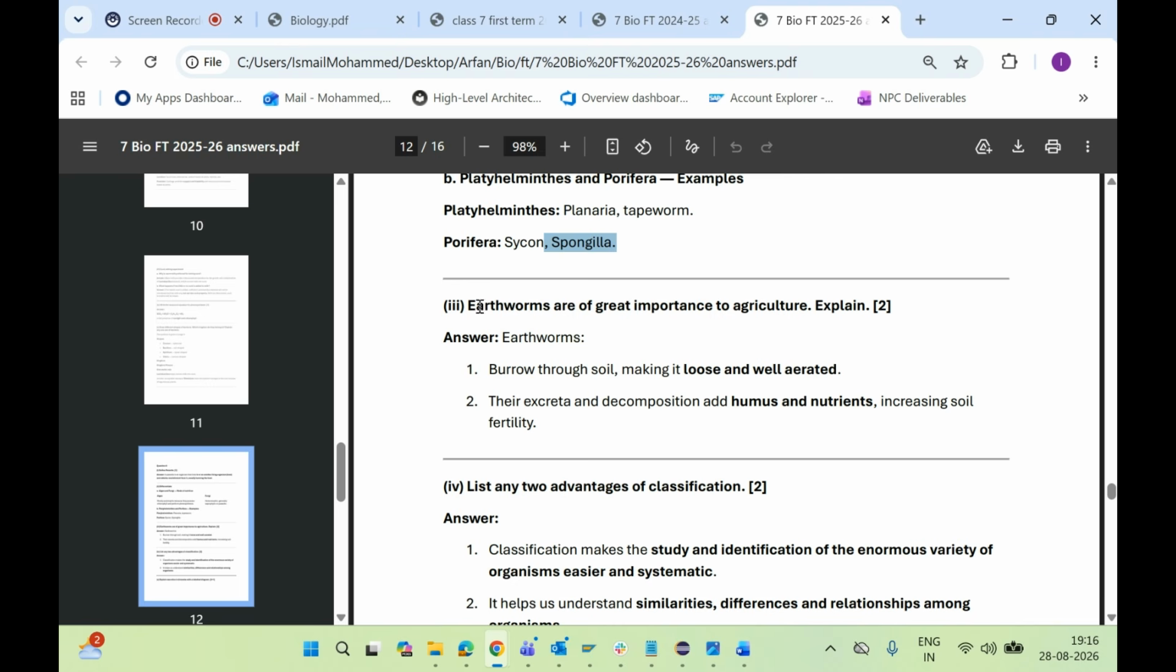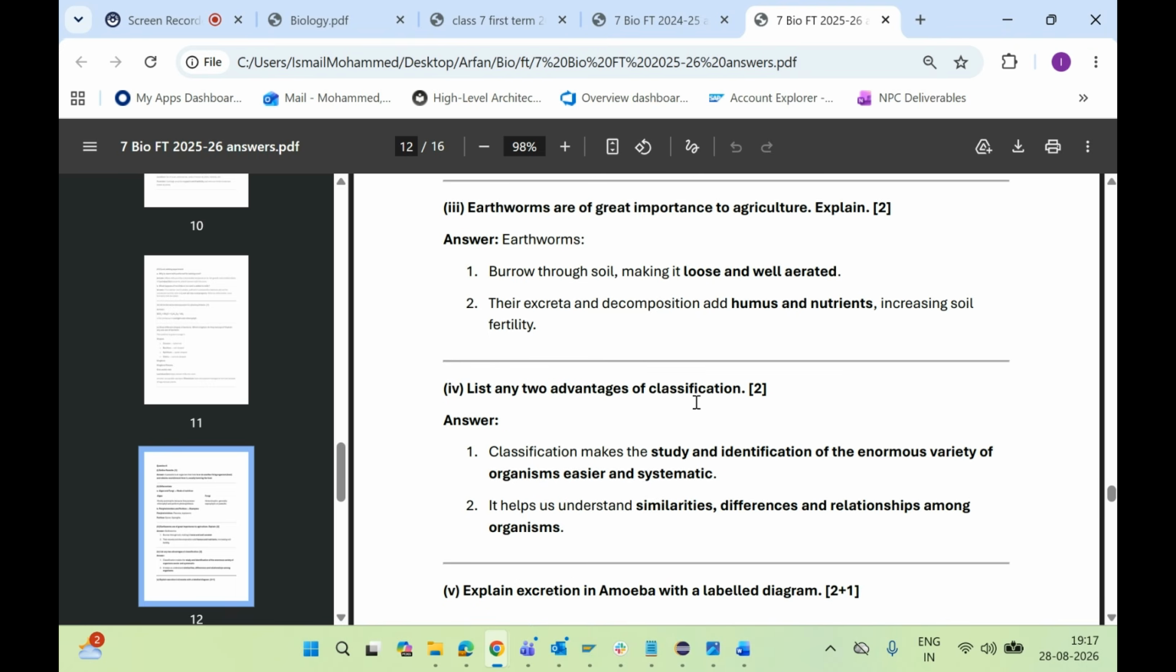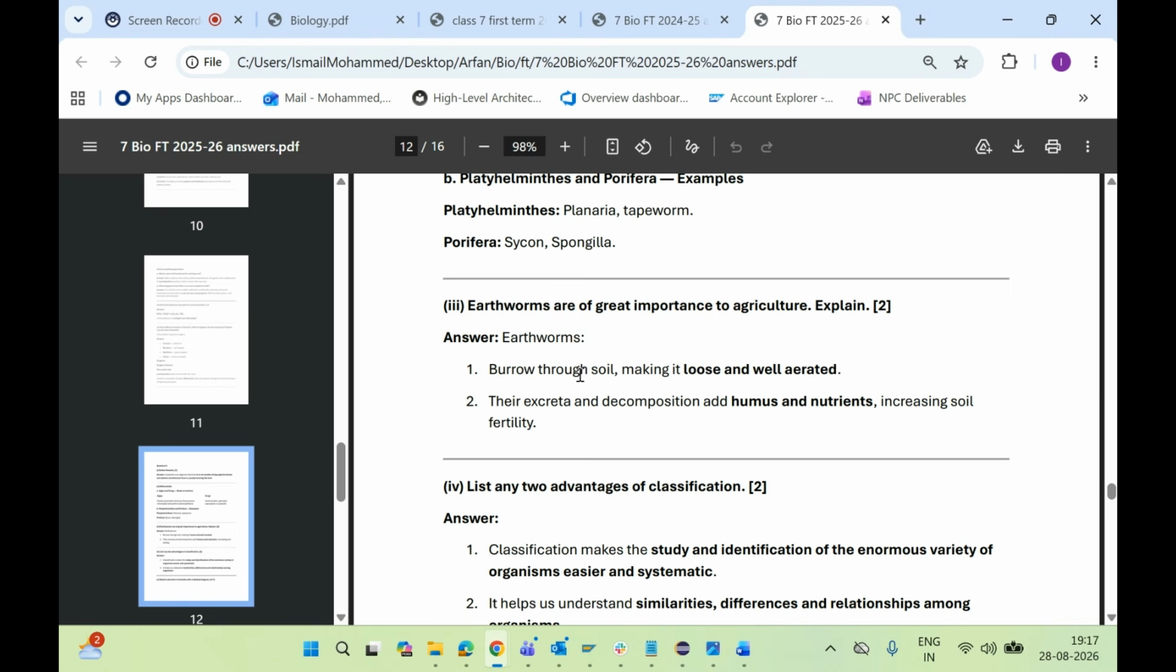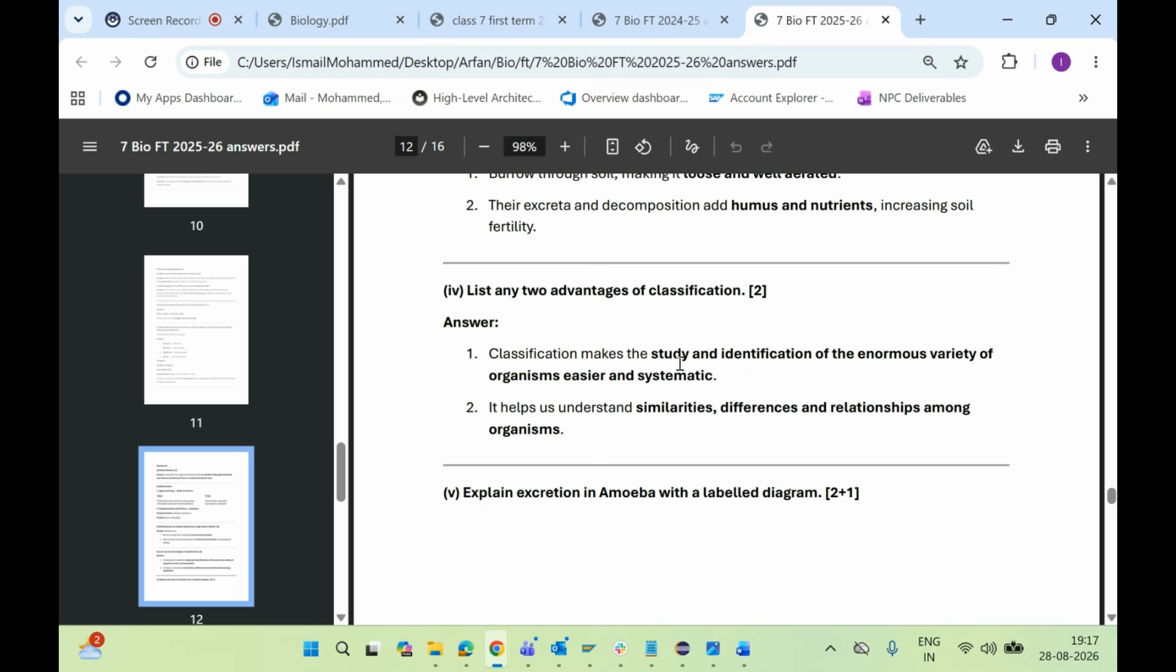And this is very important. Earthworms are of great importance. They are called the friends of farmers. Why? Because they burrow through soil, making it loose and well aerated, means the air will spread through it, and the roots take the air from that aerated soil. They also release their waste, their excreta. It contains nitrogen, and that makes the soil fertile, which is necessary for plant growth. So that is why they are called the friends of the farmers. They are of great importance to agriculture.